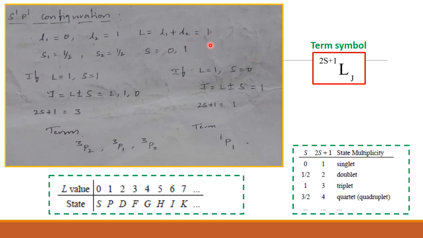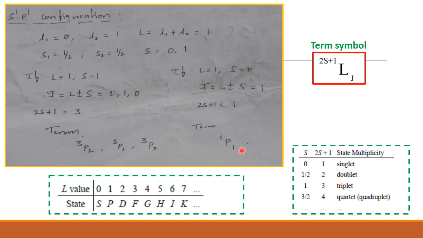Another combination, L is equal to 1 and S is equal to 0. In this case this electron and this electron will be having opposite spin, so then J value is L plus or minus S, which is 1. Then 2S plus 1, with spin 0, becomes 1. S equal to 0 means we are getting a singlet, so the term is 1P1. So for this s1 p1 configuration, we have the 1P1 term along with 3P2, 3P1 and 3P0. That is totally 4 terms that will arise.